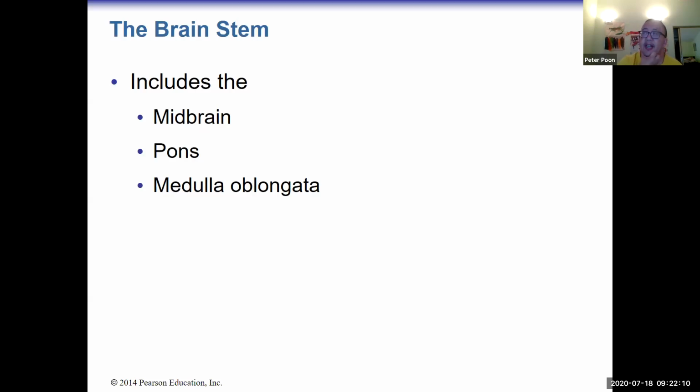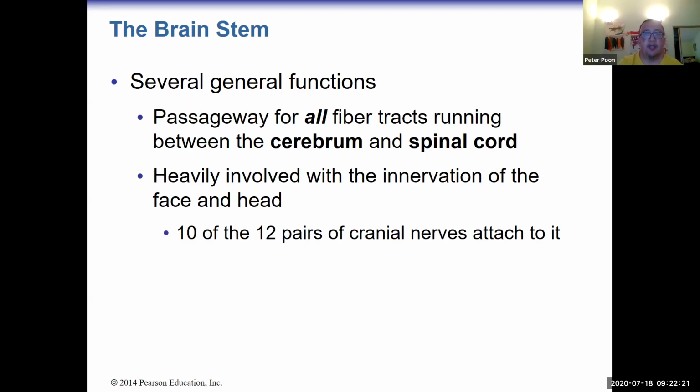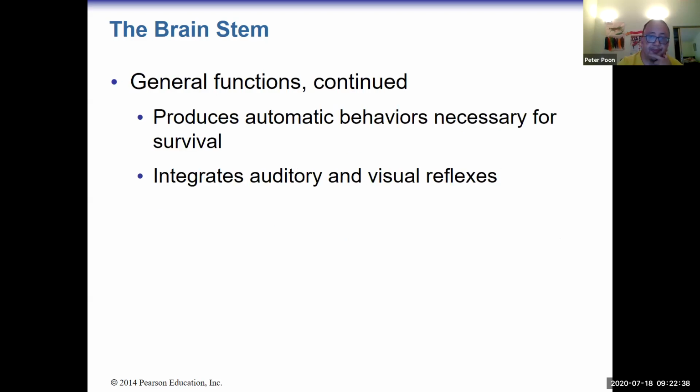So next thing, the brainstem, okay? The brainstem consists of 3 parts: the midbrain, pons, and medulla oblongata, okay? All right, the brainstem, first of all, one of the general functions is that it connects the brain to the spinal cord, okay? All but 2 of the cranial nerves attach to it. I'll explain what those are in a little bit. Okay, the general function of the brainstem is that it produces the automatic behaviors necessary for survival.